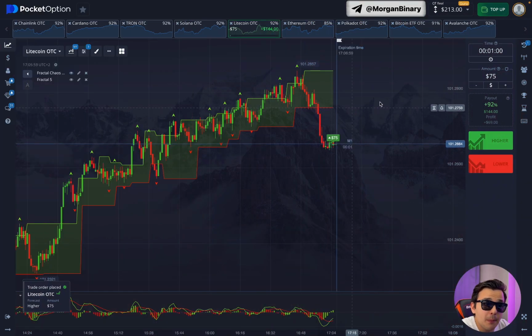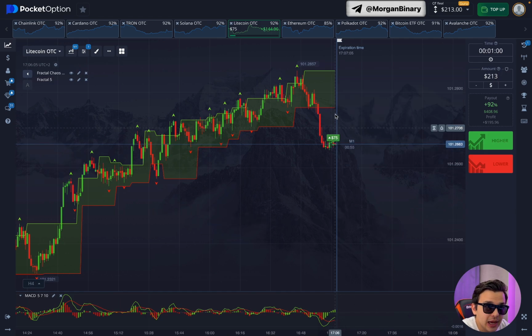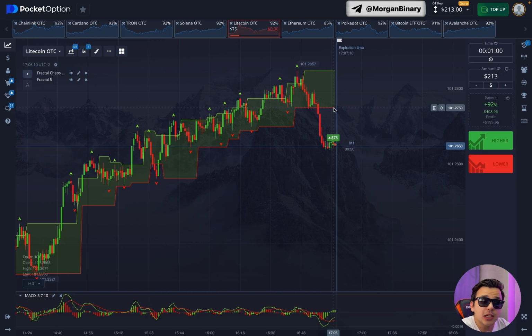Here I will open a buy position. I'm primarily focusing on the MACD oscillator. And right now the lower fractal band should be updated. There is a crossover between the signal line and the MACD line.